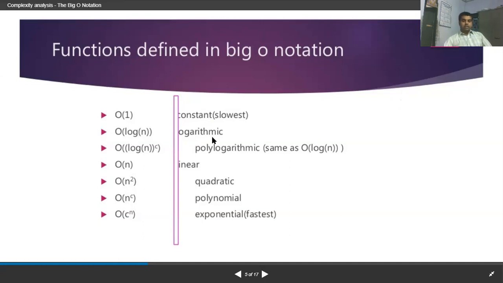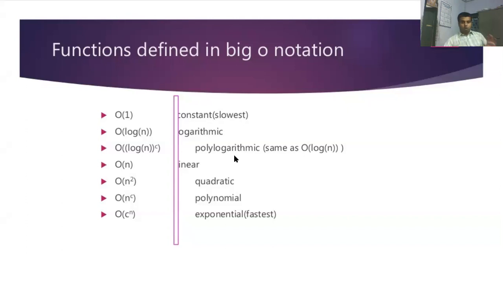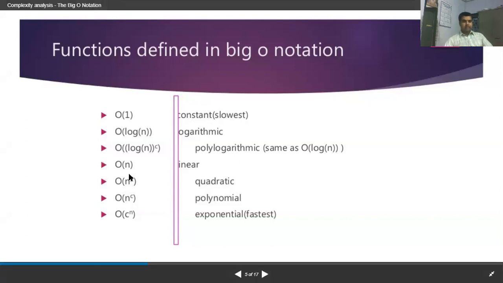Since you have done logarithm, O of log n is the next phase. This is the second scale of measuring the algorithm. All these things are part of your syllabus. Then O of log n to the power c is known as polylogarithmic, same as O of log n. Both are used for the same kind of program or code. How? We'll see that on the next page.